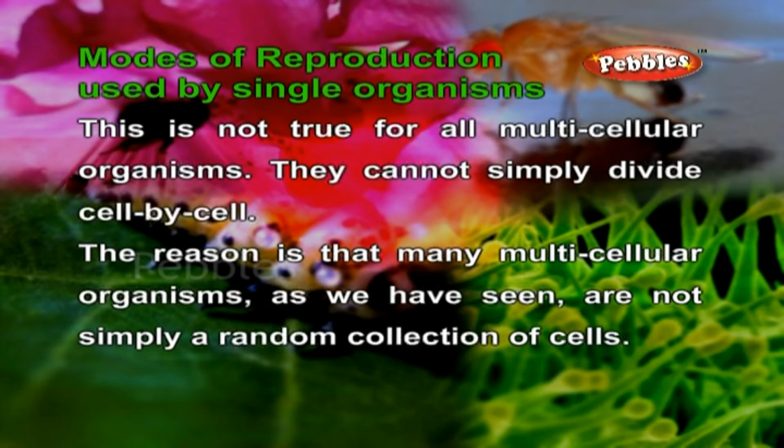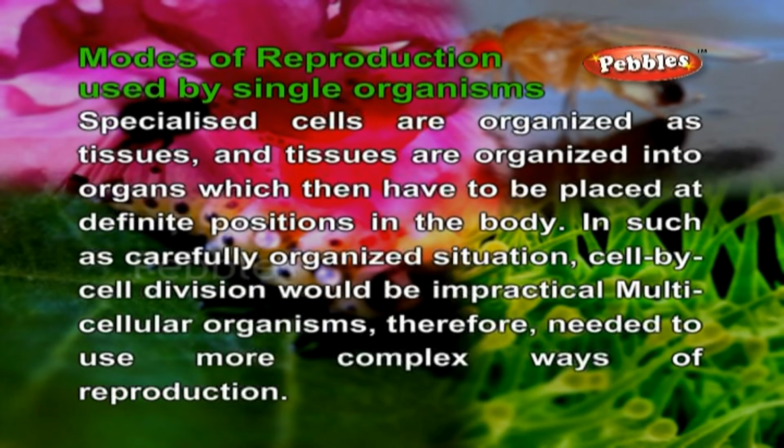The reason is that many multicellular organisms, as we have seen, are not simply a random collection of cells. Specialized cells are organized as tissues, and tissues are organized into organs which then have to be placed at definite positions in the body. In such a carefully organized situation, cell-by-cell division would be impractical. Multicellular organisms therefore needed to use more complex ways of reproduction.